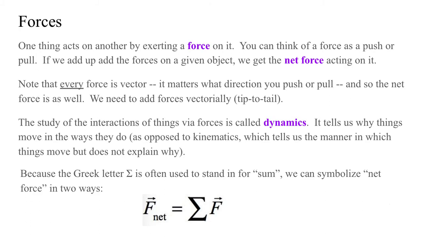All right. One thing acts on another by exerting a force on it. That's what we're saying. The interaction of two objects is mediated by forces they exert. You can think right now of a force as a push or a pull. If we add up all the forces on a given object, we get the net force acting on it. Net force is just defined as the sum of all the different forces. We'll have to keep in mind that every force is a vector. It matters which direction you push or pull something. And so the net force is a vector as well. When we add the forces, we're going to add them vectorially using tip-to-tail formulation.